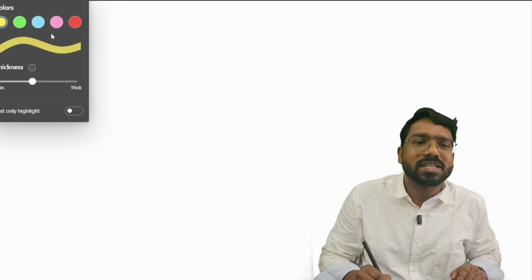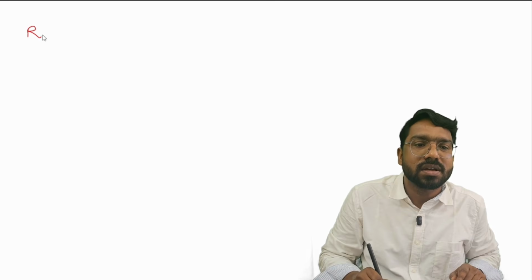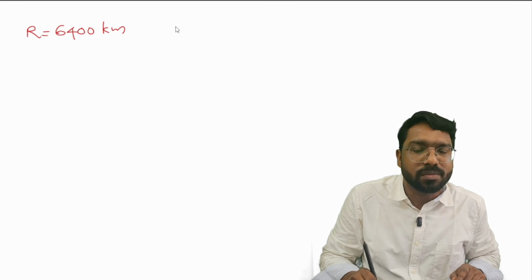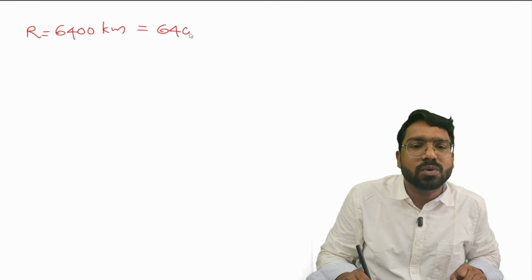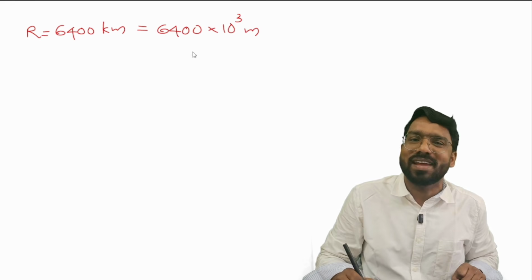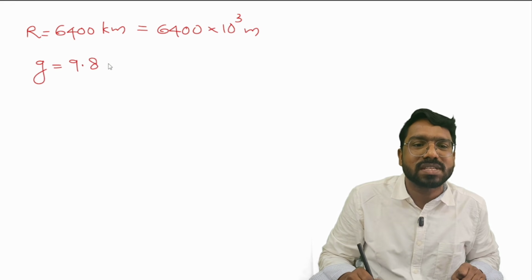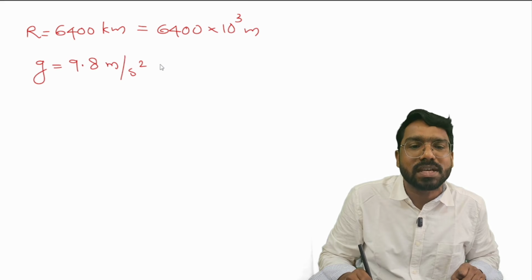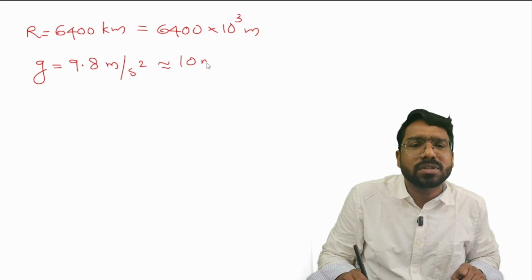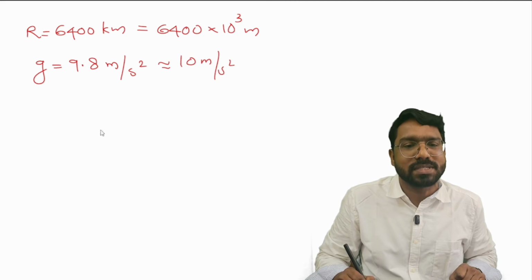Okay, what is R? Radius of Earth. Radius of Earth is actually 6,400 kilometer. So this we can write 6,400 kilo, 10 raised to 3 meter, right? Okay, and what is G? G actual value on Earth's surface is 9.8 meter per second square. So we can approximately say it as 10 meter per second square.